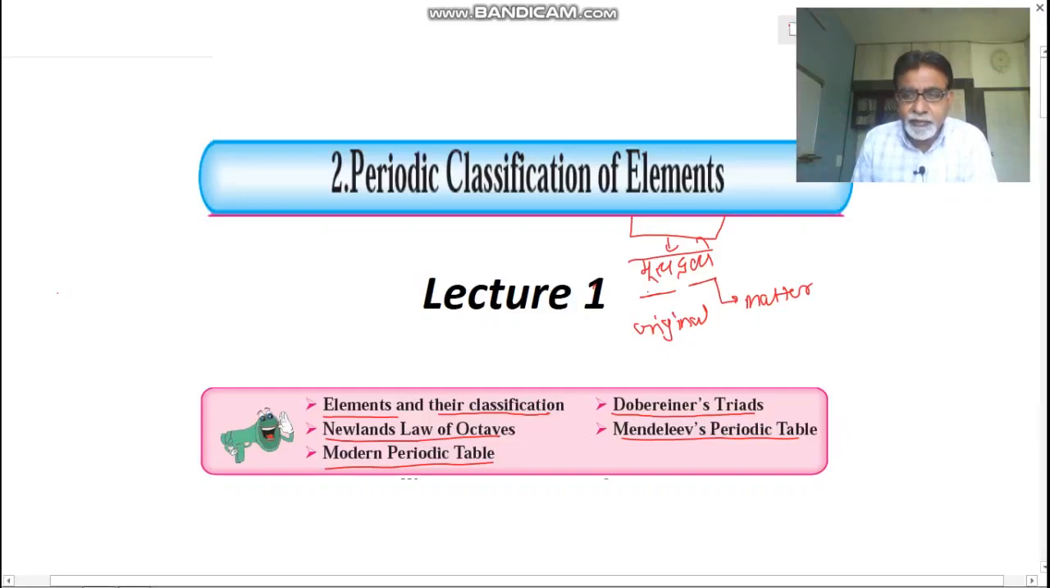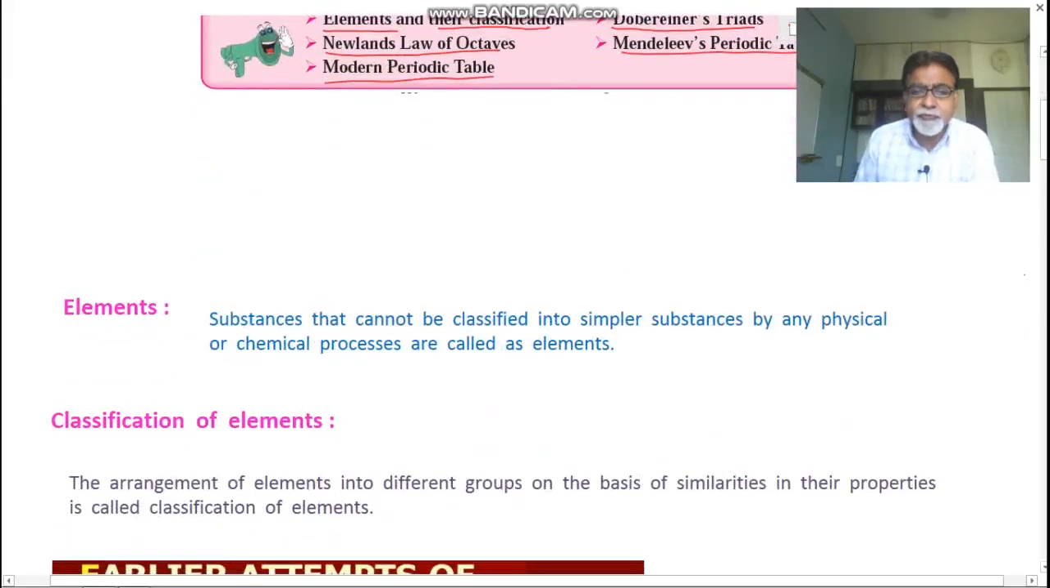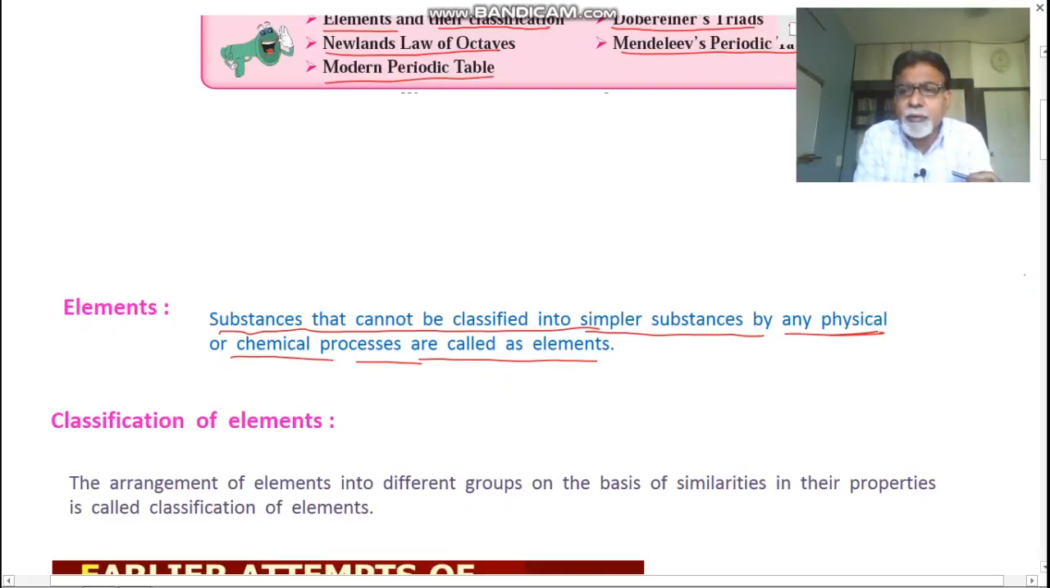And in the same way, there is a formal definition of elements. Look here. The substances that cannot be broken down into simpler substances by any physical or chemical processes are called elements. ज्यांचं काही अजून सोपं पदार्थात रूपांतरण करता येत नाही ते सगळे एलिमेंट्स दॅट आर fundamental. Another definition of elements was also given: the substances which contain only one type of atoms, or molecules made up of one type of atoms, are elements.